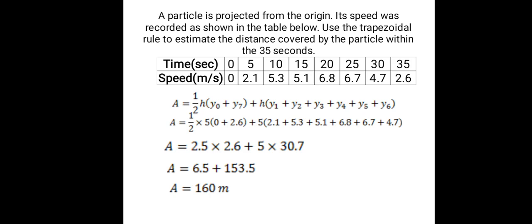A particle is projected from the origin. Its speed was recorded as shown in the table below. Use the trapezoid rule to estimate the distance covered by the particle within 35 seconds.